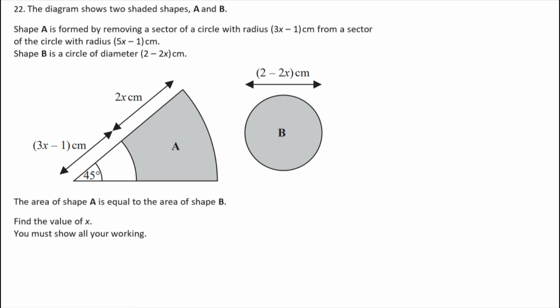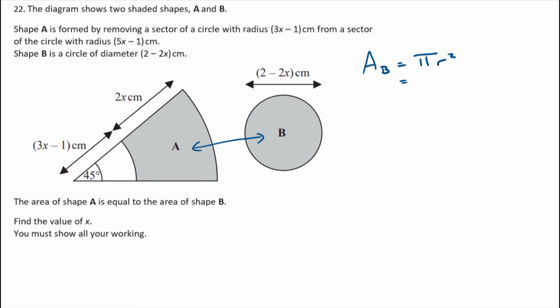Okay. Right, so we know that this shaded bit in here is equal to the shaded bit in here. So these two areas are equal to each other. So what we're going to do now, let's work out the area of the circle first, because that's easy. Area of B, B is a circle, isn't it? So it has area of pi r squared.